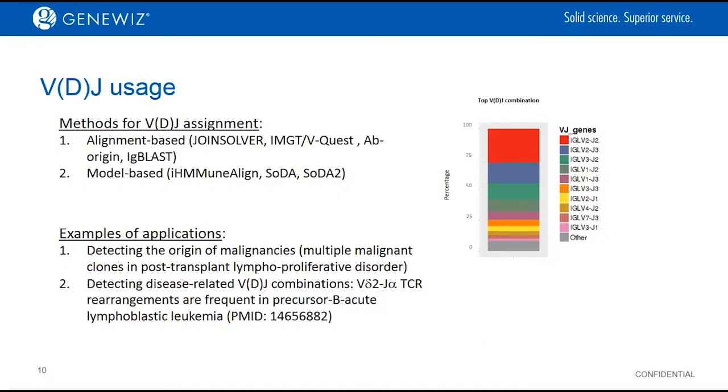One is the search for the origin of malignancies in the post-transplant patients that often develop lymphoproliferative disorder. Sometimes they have multiple malignant clones, but sometimes the clone originates from the same cell. Another application is detecting disease-related VDJ combinations. For example, V delta 2 J alpha TCR rearrangement is frequent in precursor B acute lymphoblastic leukemia, but practically absent from the healthy individuals.